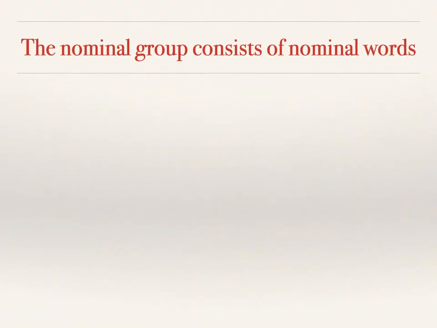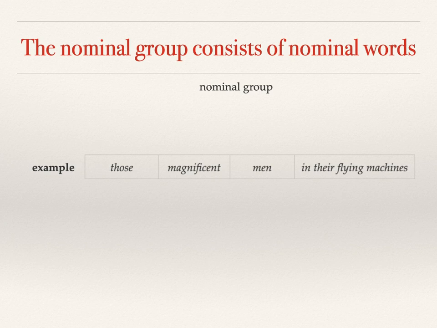But let's recap the group, the nominal group. The nominal group is one of the major classes of group in English and many other languages. And as we've already seen, it consists of nominal words. So a nominal group is a group of words belonging to the class of nominal words. And the example we ended with in the previous segment, 2.2, was those magnificent men in the flying machines, taken from the eponymous film from the mid-60s.